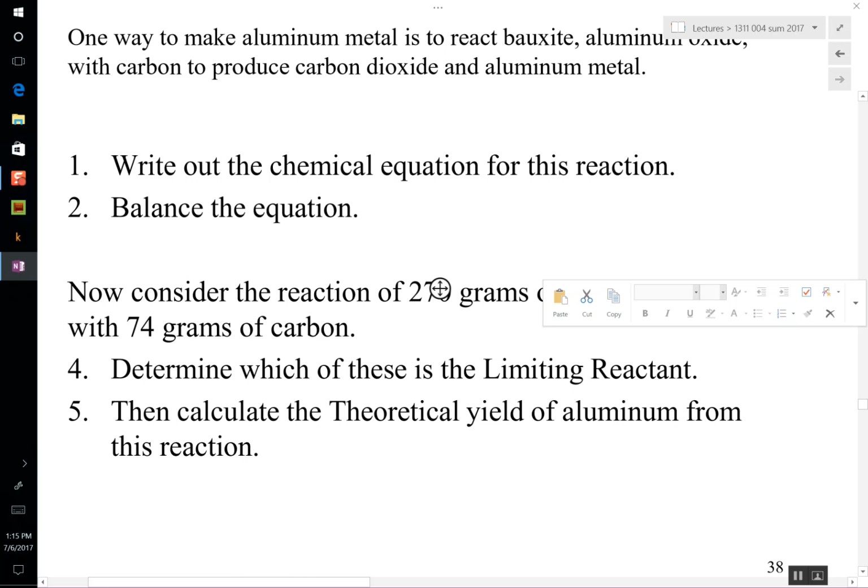Yeah, 37 has about everything. You've got the equation, and you're supposed to write it out and balance it. Determine the theoretical yield, and then in part C, you're given an actual yield and asked to calculate a percent yield. Problem 38. What is that? Yeah, that's a theoretical and a percent yield calculation.